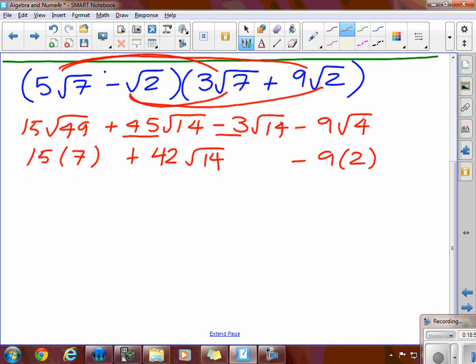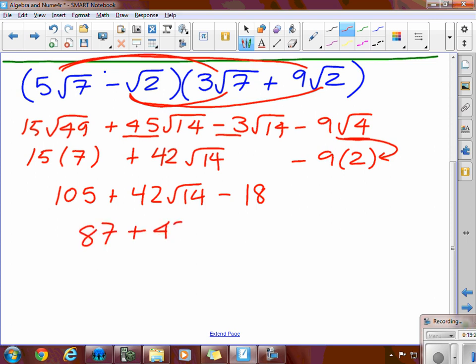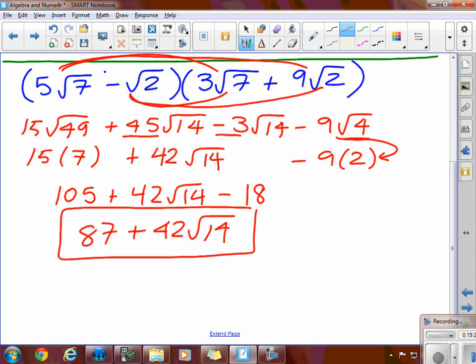What's 15 times 7? 105 plus the 42 root 14 minus 18. No, it's not root 2 because right here the square root of 4 is 2, so the root is gone. Okay. Can I simplify anything else? Yeah, 2 constants. What's 105 minus 18? 87. So 87 plus 42 root 14 simplified. That's as far as it can go.